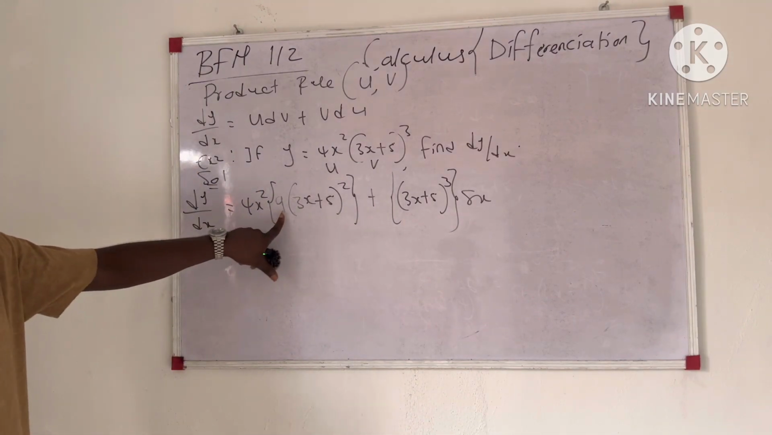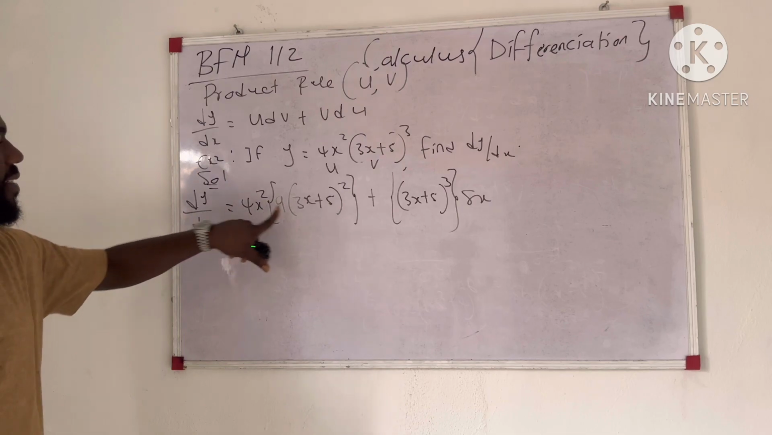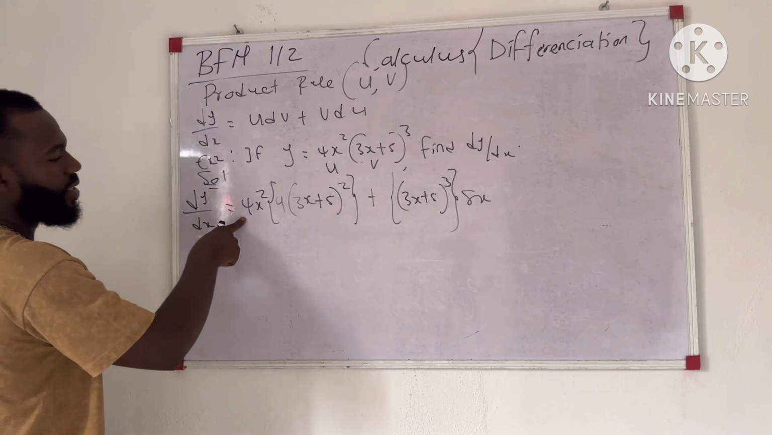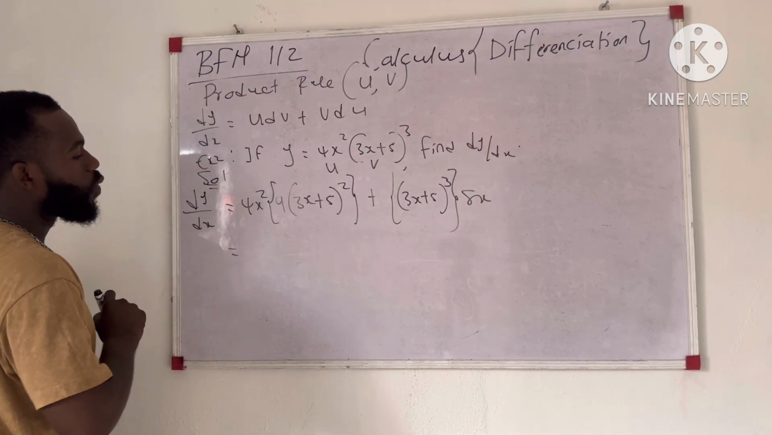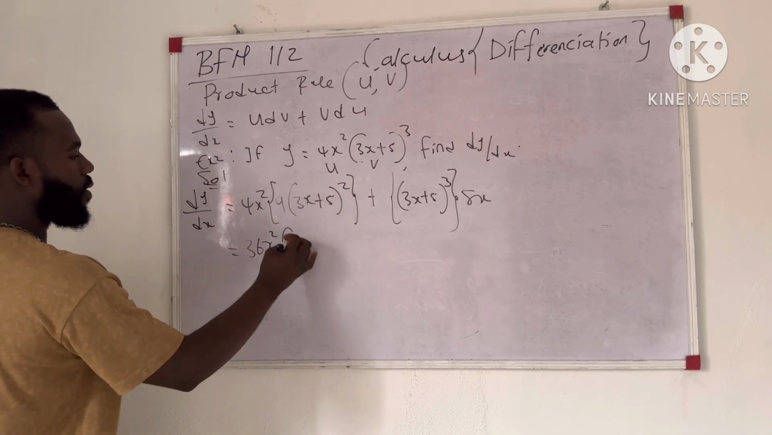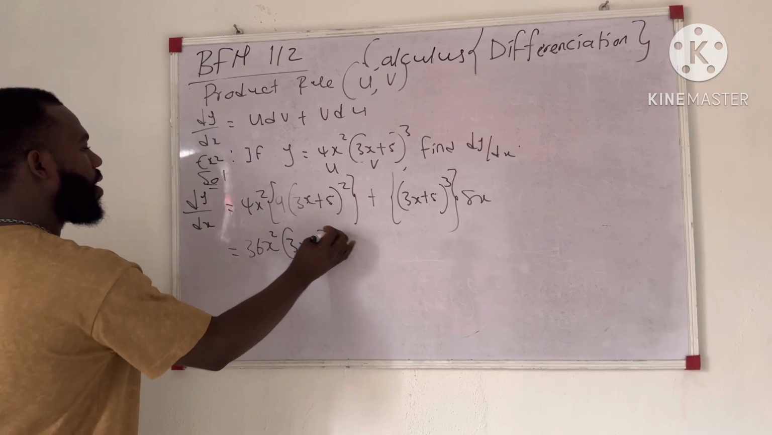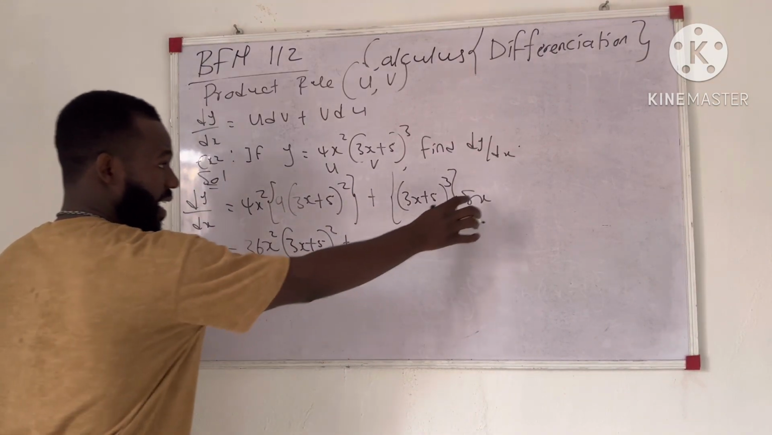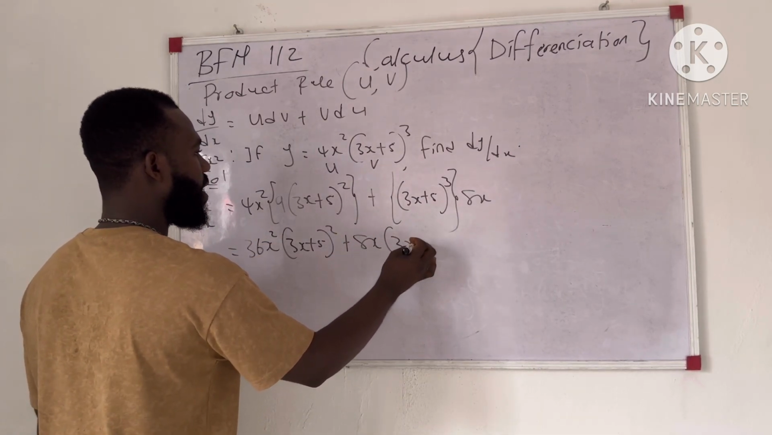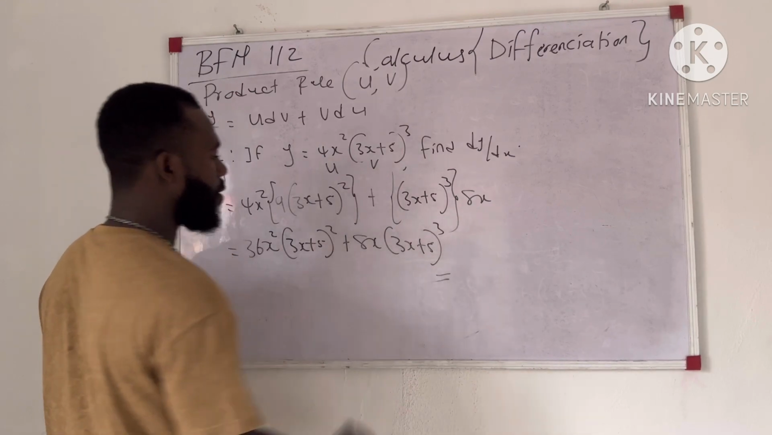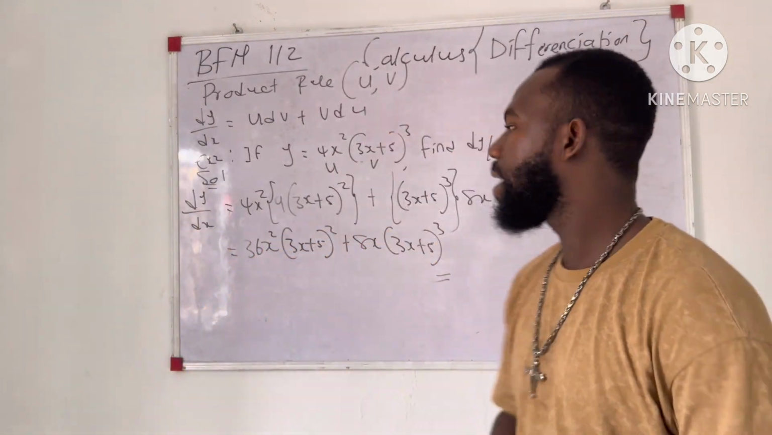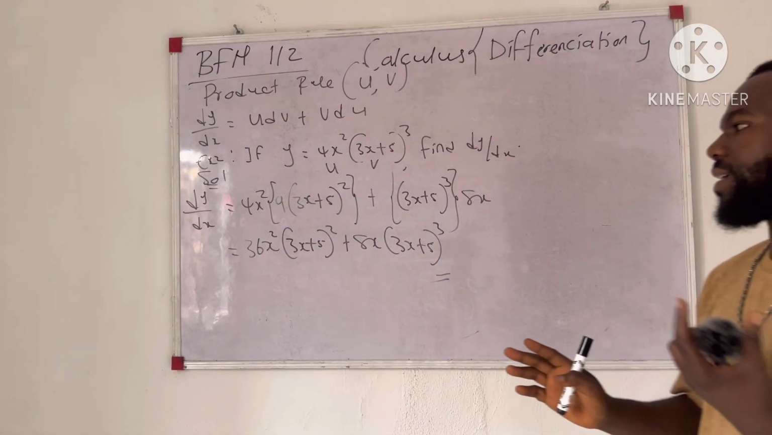Now, 4x raised to the power 2 multiplied by 9. 4 times 9 gives us 36. So what will that be here now? 36x squared into the bracket of 3x plus 5 raised to the power 2, plus 8x multiplied by this guy will still give us 8x into the bracket of 3x plus 5 raised to the power of 3. That becomes our answer. Simple as that.